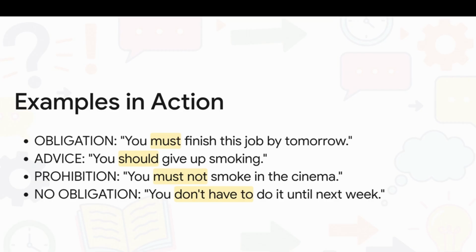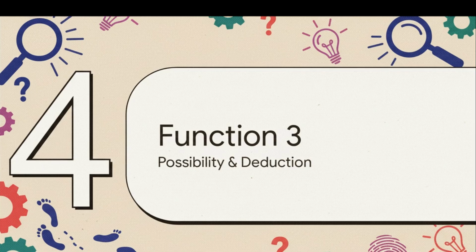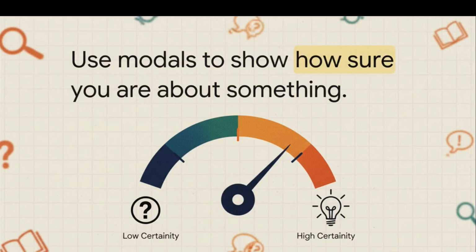It's huge. And that brings us to our third and final function, possibility and deduction. This is where you get to play detective, using modals to show how sure you are about something. I want you to picture something like a certainty meter in your head. When you're looking at a situation and making a guess, how sure are you? Your choice of modal verb is what tells people exactly how high that meter is reading.